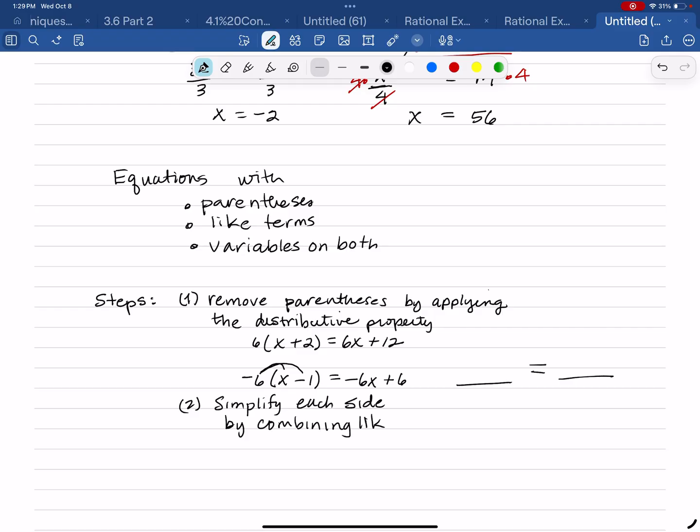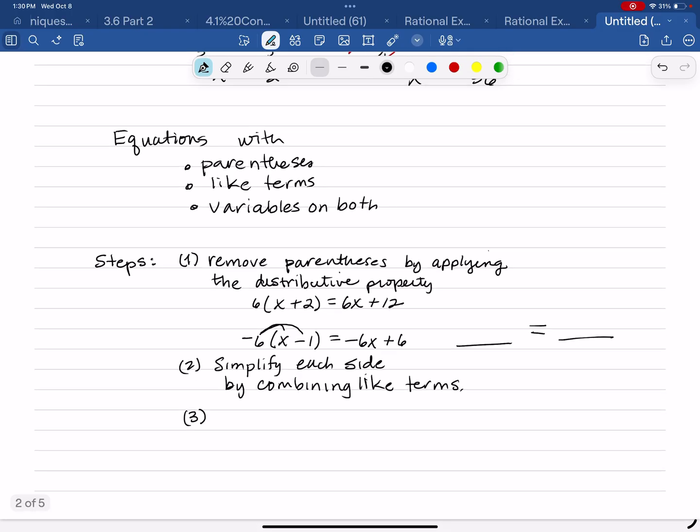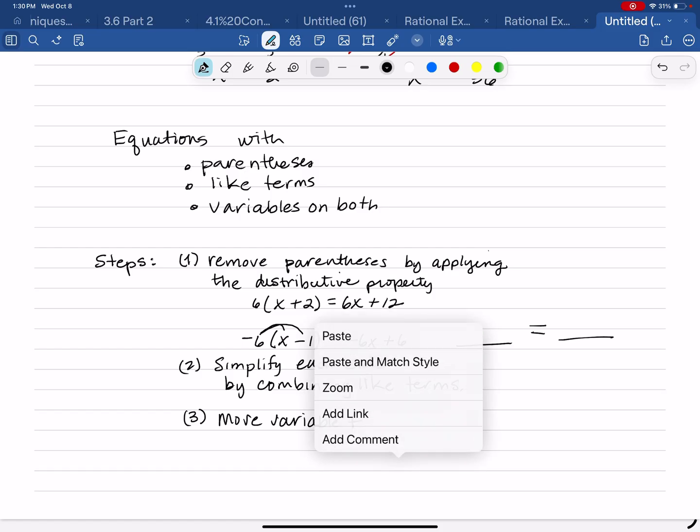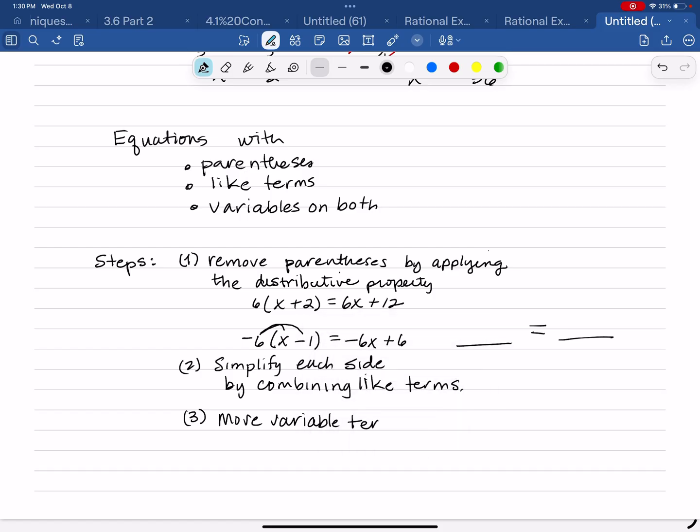So if you've got multiple x terms, you combine them. You have multiple numbers, you combine them. Now, once you do that, we're going to pick a side for our variables. So we're going to move the variable terms to either side. Now, I will tell you that as I do these, you'll notice I always put mine on the left side. Okay? And it's just a habit that I have. You can go to either side, but I just always go to the left.